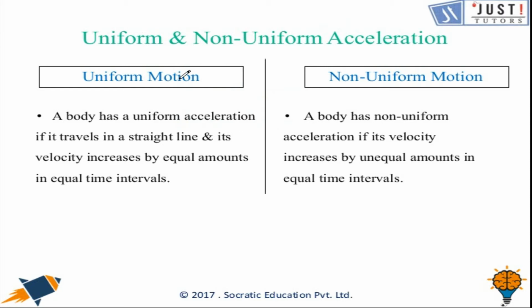Difference between uniform and non-uniform acceleration. A body has a uniform acceleration if it travels in a straight line and its velocity increases by equal amounts in equal time intervals. Opposite to it, a body has a non-uniform acceleration if its velocity increases by unequal amounts in equal time intervals. The motion of a freely falling body is an example of non-uniform motion.